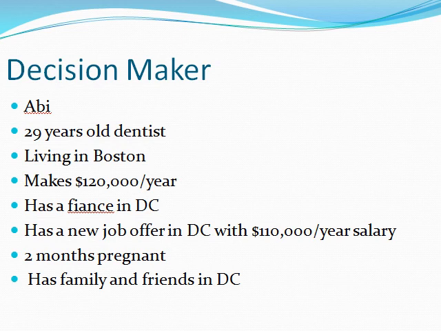She will be marrying her fiance, who lives in Washington, D.C. Abby has family and friends living in Washington, D.C. She's considering moving to D.C. or letting her fiance move in with her in Boston. She's also 2 months pregnant. She's very close to her family and friends.